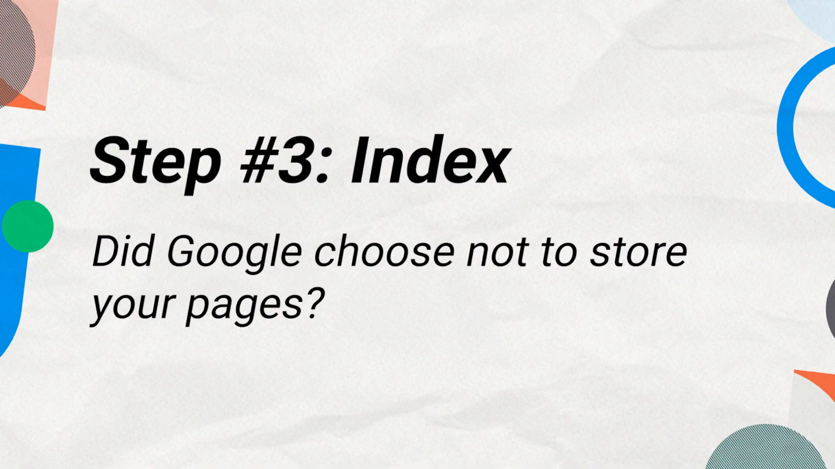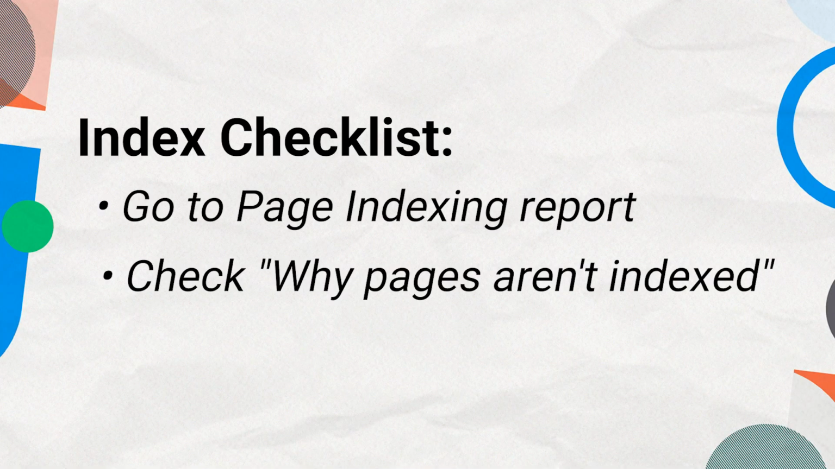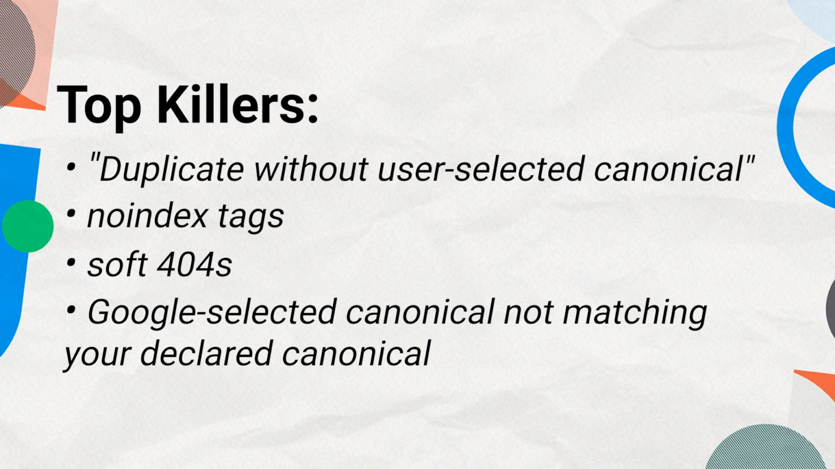Step 3, index. Did Google choose not to store your pages? Think of indexing as Google's quality filter. Your pages might crawl and render flawlessly, but Google still decides whether they deserve a spot in the index. Go to the page indexing report and check why pages aren't indexed. Here are the top killers to look for: duplicate without user-selected canonical, noindex tags, soft 404s, or Google-selected canonical not matching your declared canonical.